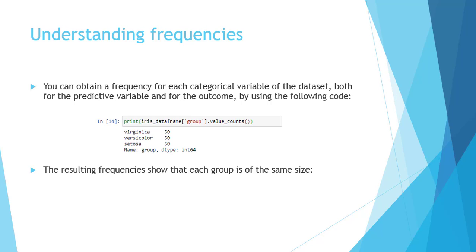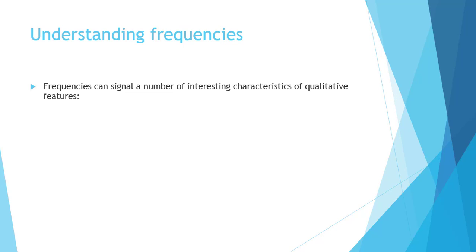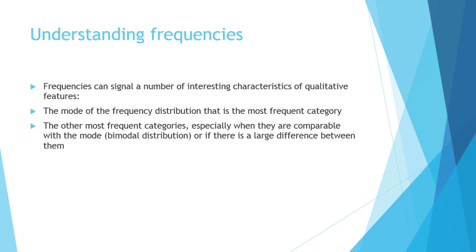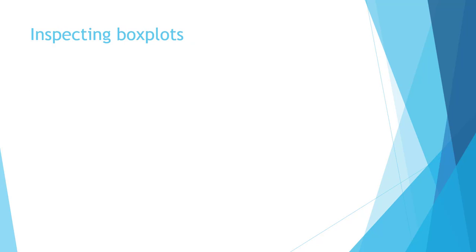So the resulting frequency shows that each group is of the same size. Frequency can signal a number of interesting characteristics of qualitative features: the mode of the frequency distribution, that is the most frequent category, and the other most frequent categories, especially when they are comparable with the mode or if there is a large difference between them. The distribution of frequency among categories is either rapidly decreasing or equally distributed.